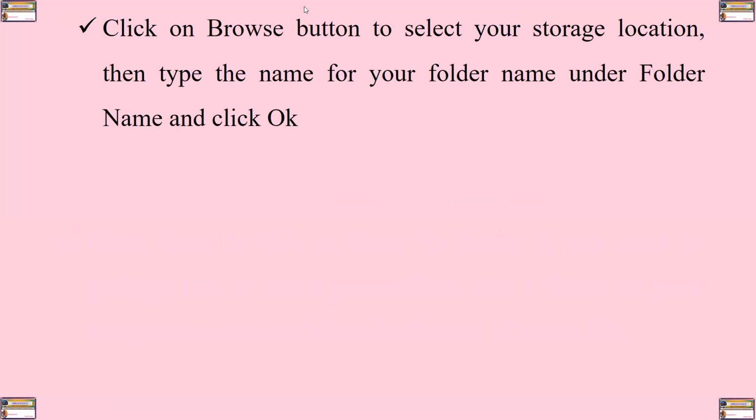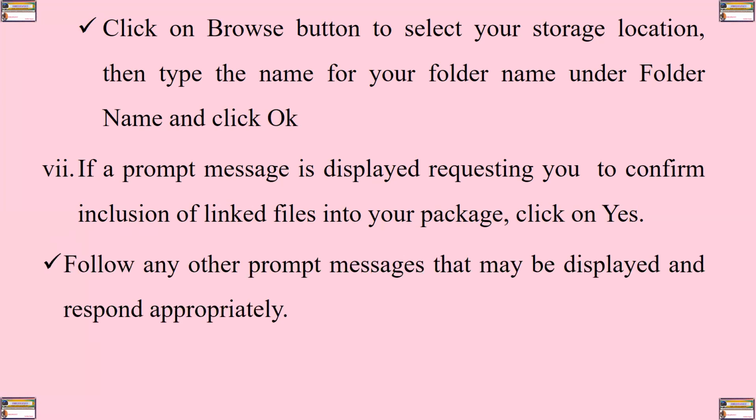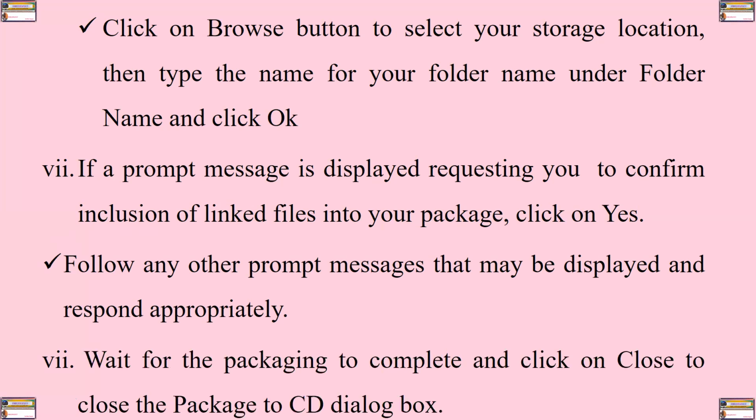Click the Browse button to select your storage location. Then type the folder name and click OK. If a prompt message is displayed requesting you to confirm inclusion of linked files into your package, click on Yes. Follow any other prompt messages that may be displayed and respond appropriately. Then wait for the packaging to complete and click on Close to close the Package for CD dialog box.